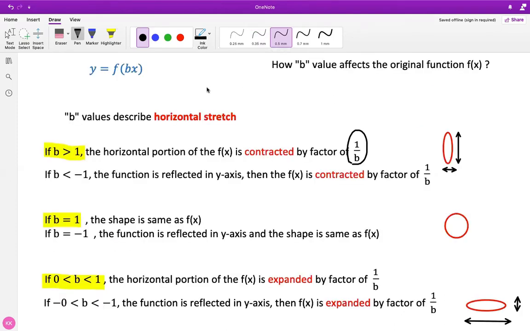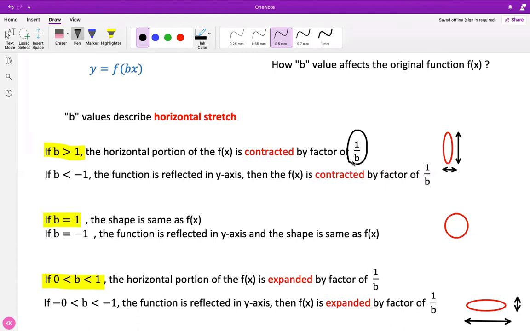I hope you still remember this slide I showed you in the previous lecture. In the first question, I'm dealing with b equals 2. How does b equals 2 affect the original function? Let's see. b equals 2 falls into the range b greater than 1. The horizontal portion of the function is contracted by a factor of 1 over b. If you remember from our previous animation, when b is greater than 1, the horizontal portion of the new function is contracted by this factor 1 over b.